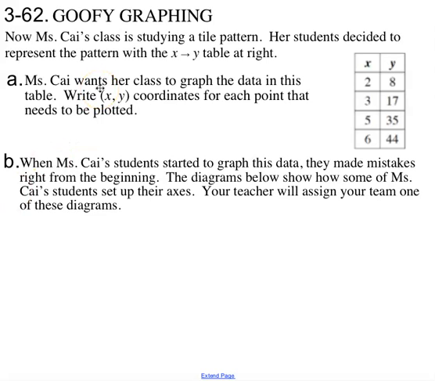Now Miss K's class is studying a tile pattern, and they're studying this tile pattern right here. Miss K wants her class to graph the data in this table. Write x, y coordinates for each point that needs to be plotted. Hopefully you've already done this. What you would do is take these and write them out in this format, and we did practice this last week. So if I did this, it would be 2, comma, 8, and that's one set of coordinates. The next one would be 3, 17.